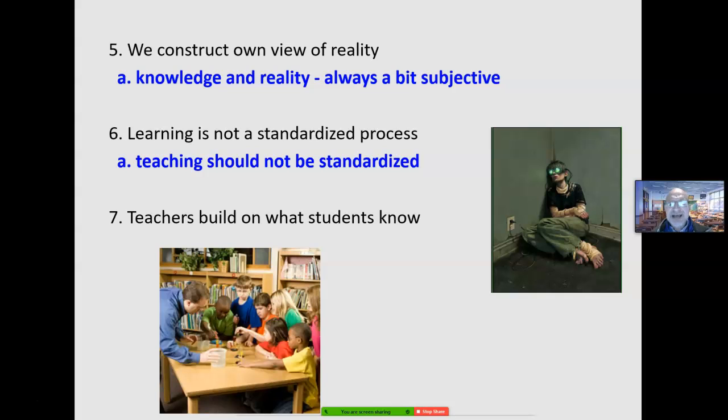Now, learning is not a standardized process, simply because, of course, we all have different knowledge bases, but we all learn and process the world a little bit differently. So teaching should not be a standardized process. One size fits all, whether teaching reading or science or math, simply does not work. I see this even in my undergraduate students. One class is different from another. What works with one does not work with another. There is no standardized teaching and learning process.